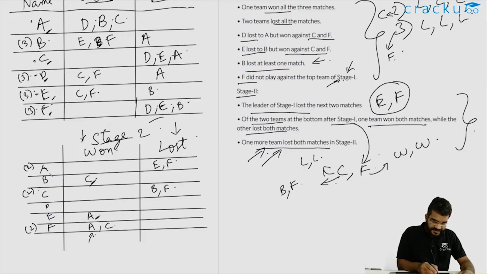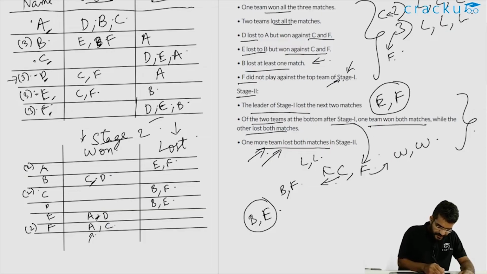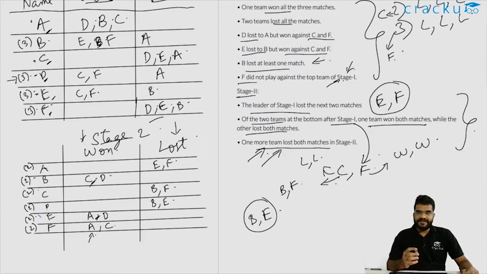And D played against A, C and F in stage 1. So the 2 matches that D played and lost in stage 2 will be against B and E. This is for D. So D lost against B and D lost against E. So we can add the same even in the winners column for E and B. So now we have been able to identify all the matches that were played in stage 2 and won or lost for each of these individual teams. Now we can go ahead and solve the questions.